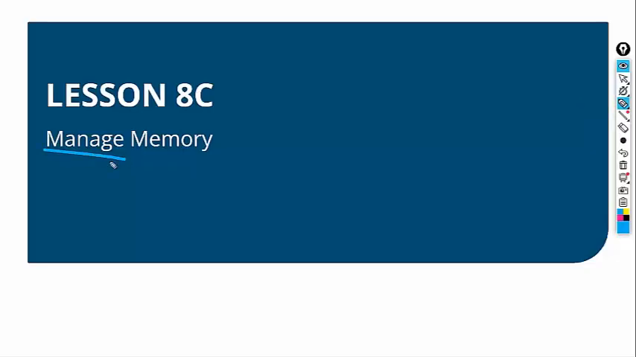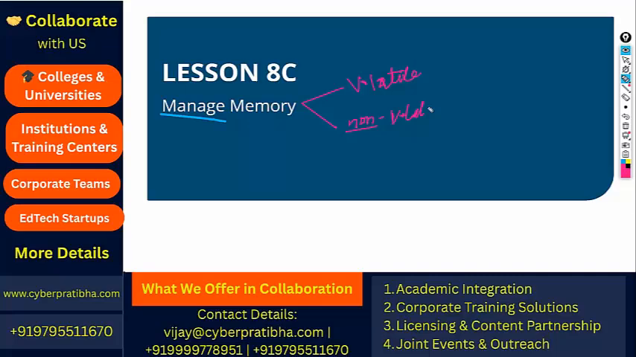In this session we are going to discuss how to manage the memory. When we talk about managing the memory, there are two types of memory. One is volatile memory, and another is non-volatile memory. Non-volatile memory means memory that is not removed at startup.